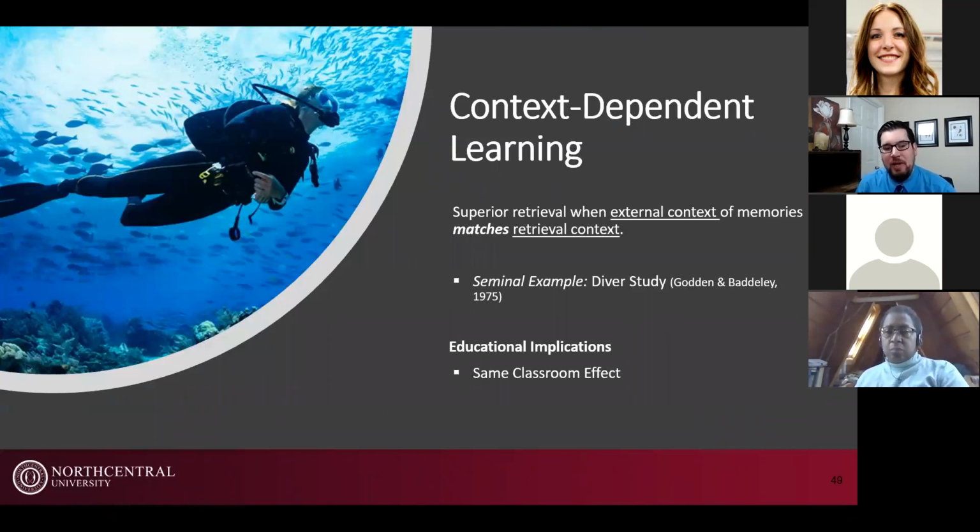Context-dependent learning suggests we have superior retrieval when external context of memories matches the retrieval context. So Duncan Godden and Alan Baddeley provided an example that had divers memorize words underwater or on the beach. Those who had learned underwater remembered what they learned better when they were recalling it underwater. And those that were on the beach when they were learning retrieved that information better when they were on the beach instead of underwater.